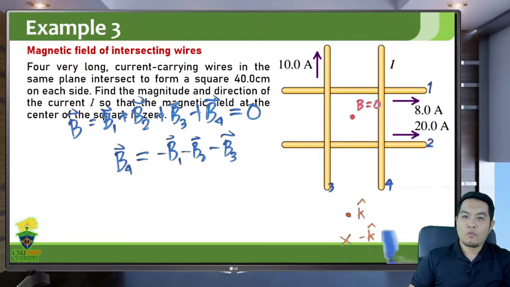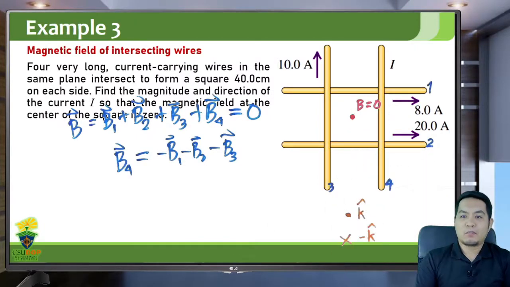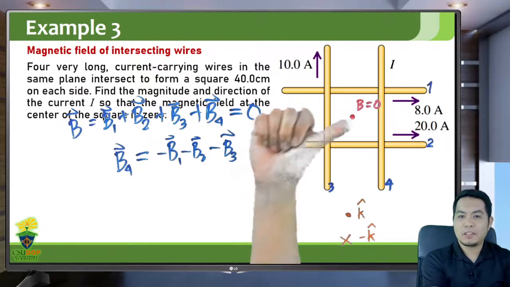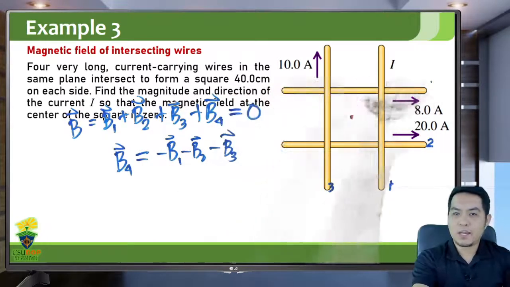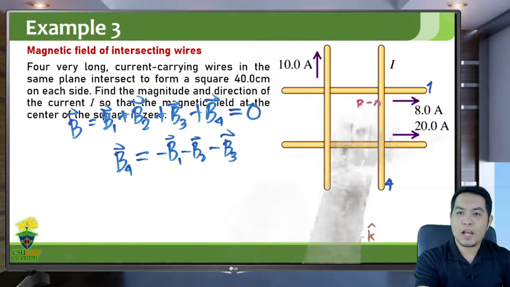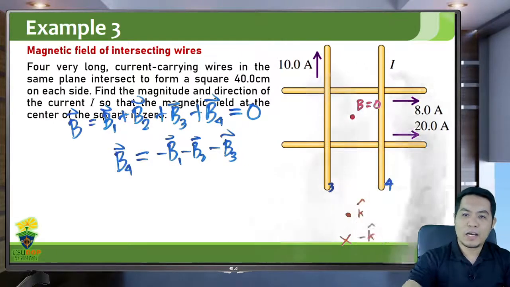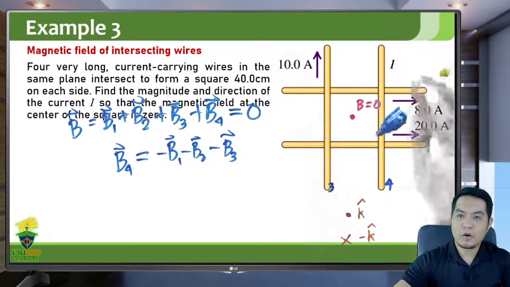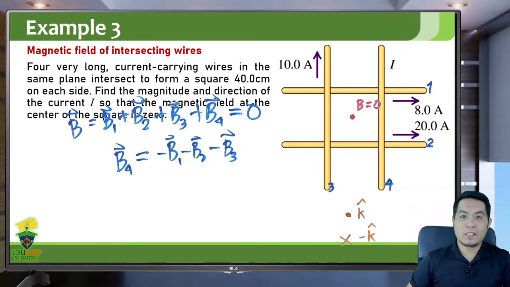Now, start with wire number 1. Wire number 1 has a current moving to the right, meaning, according to the right-hand rule, the magnetic field will curl around the wire in this manner. So at this side of wire number 1, the field will be going into the page. So the direction of into is negative k hat.